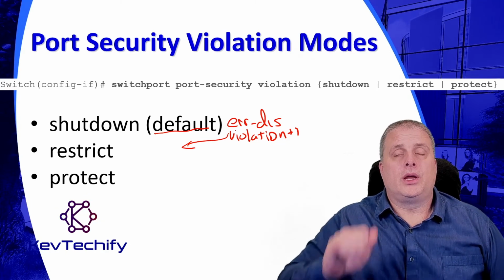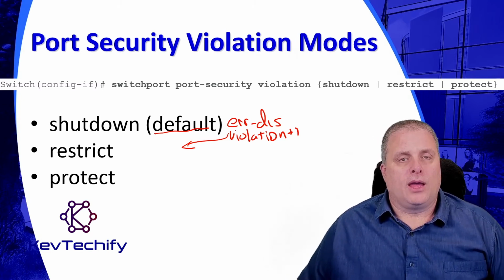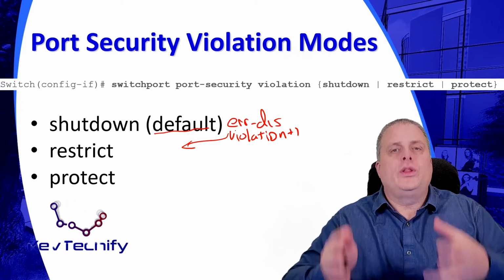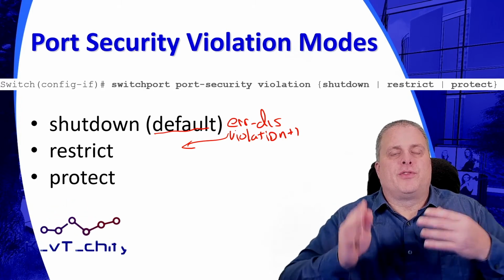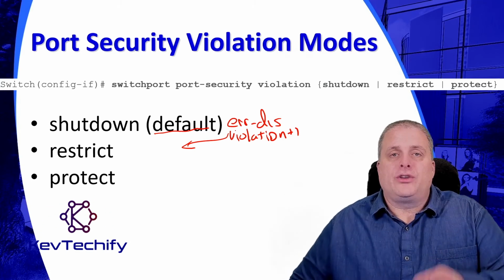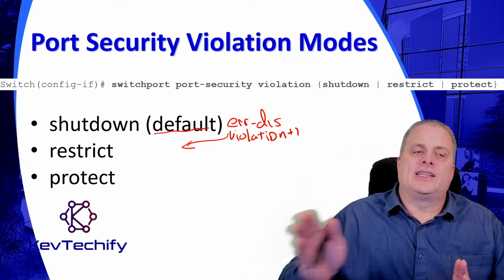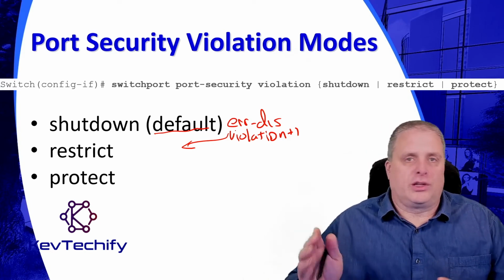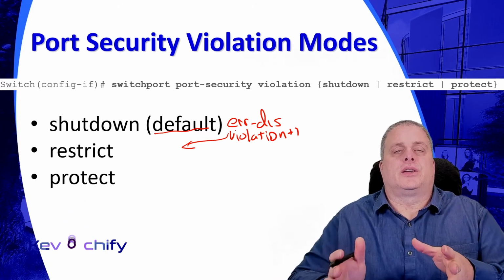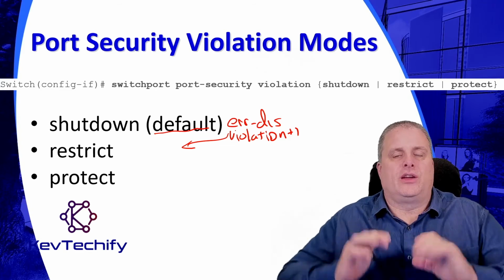The third mode is protect mode. This is the least secure of the modes. And what this does is kind of like the restrict mode. It only allows information from MAC addresses that are allowed. So if you're only allowing one MAC address, that first MAC address can send information. The second MAC address, it's not going to allow that traffic to go back and forth. And it doesn't create a syslog event. It won't show up in your system logs that there was a problem.